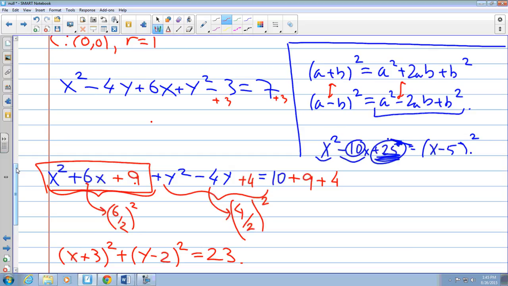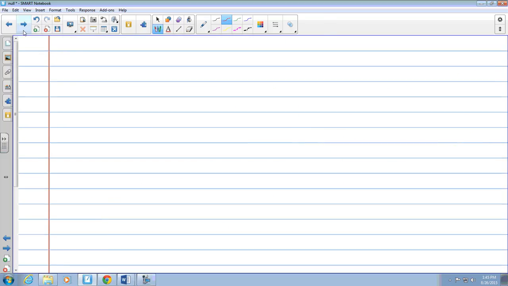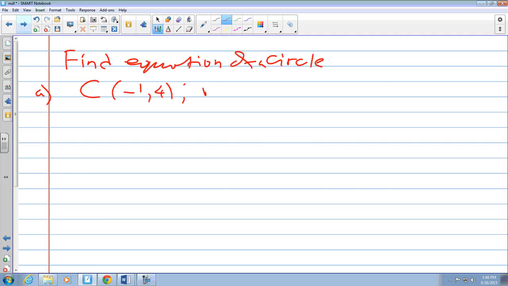All right, good. Now let's do the opposite of this game. I'll give you some information about a circle, and you're going to tell me the equation of that circle. Okay? So find the equation of a circle. If I tell you the center is negative 1, 4, radius is 4. So all you have to do is give me the equation.